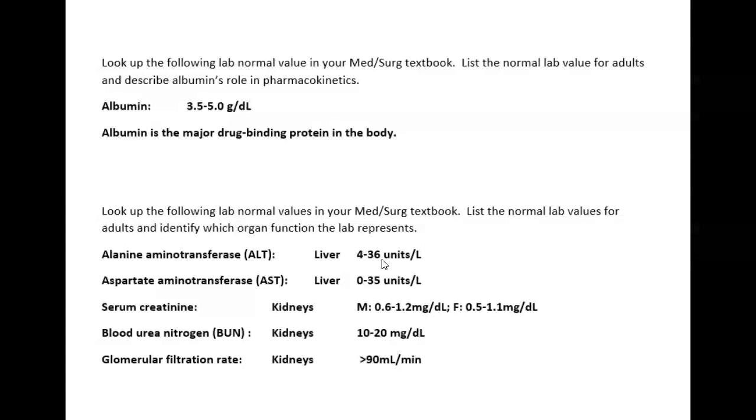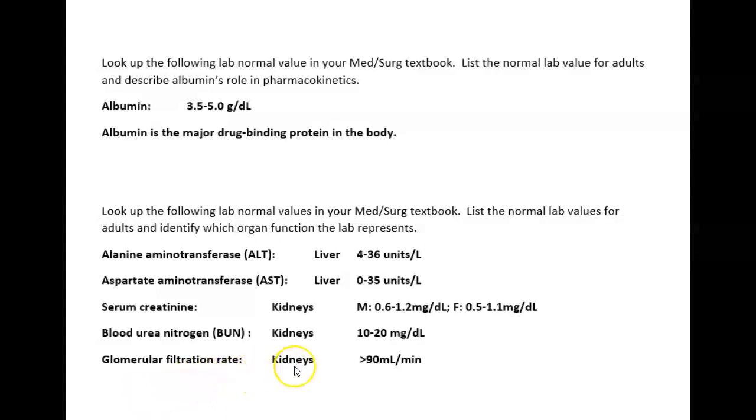Normal ALT is 4 to 36. Normal AST is 0 to 35. If you get lab values that are high, higher than 36, higher than 35, that would indicate that there's some sort of problem or dysfunction with the liver. So with serum creatinine, the normal levels for a male are 0.6 to 1.2, for a female 0.5 to 1.1. BUN normal levels are 10 to 20. Serum creatinine and BUN reflect kidney function. If these values are elevated, that would reflect a problem with the kidneys, some sort of kidney dysfunction.